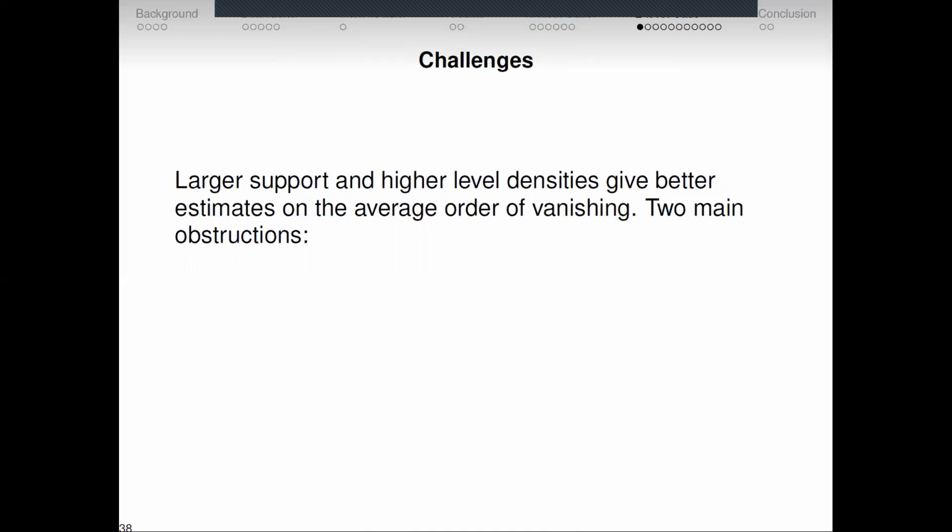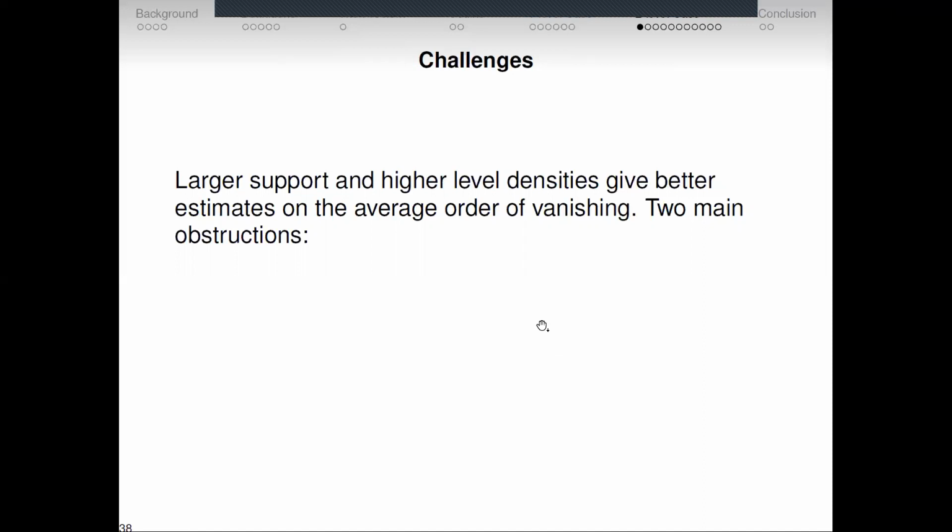And we also want to look at higher level densities because these give better estimates on the average order of vanishing, particularly for higher average order of vanishing. And again, this is because if you recall earlier, there's some relation to weighted average orders of vanishing. However, there are two main obstructions here.